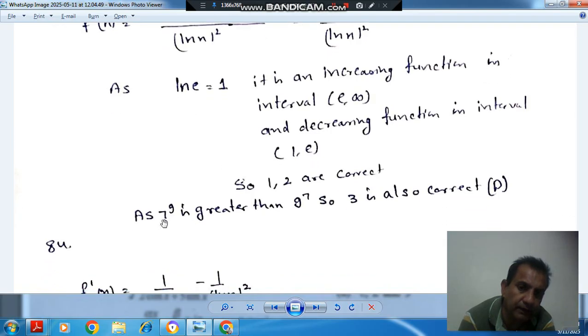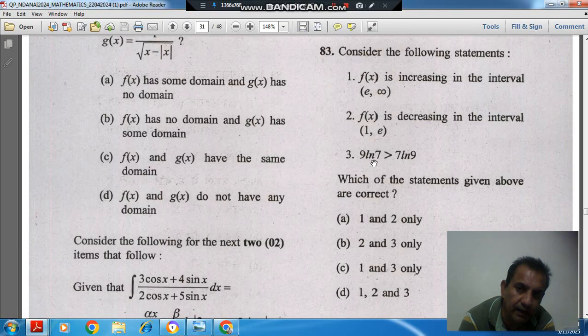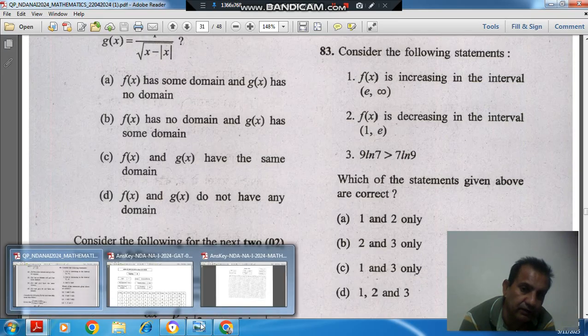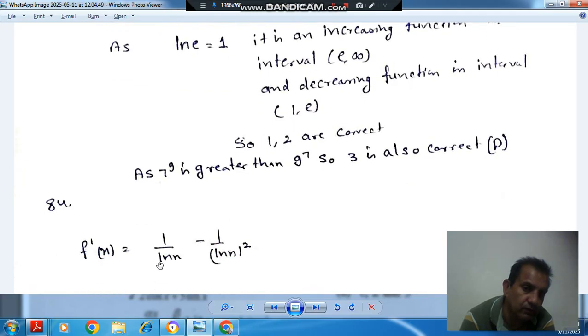And the third statement is 9 ln 7 greater than 7 ln 9. It means ln 7 raised to power 9 greater than ln 9 raised to power 7. So we know that 7 raised to power 9 is greater than 9 raised to power 7. So this is also correct. ln 7 raised to power 9 will be greater than ln 9 raised to power 7. So 3 is also correct. So answer is D.